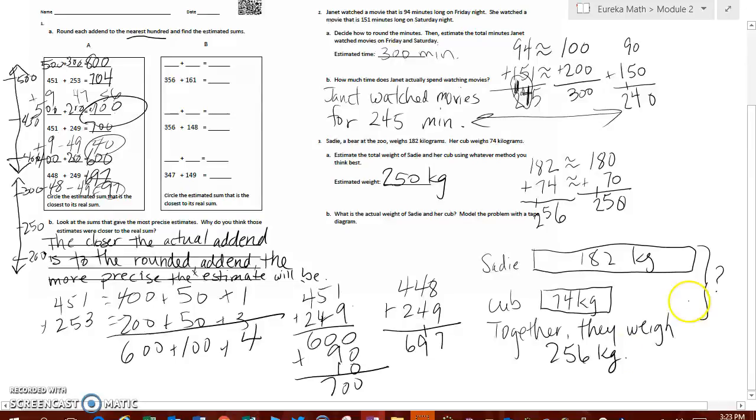So we're rounding each addend first, then adding the rounded numbers. They're very easy to add, a lot faster than adding the actuals. And then what we did on the first page was compare which estimates were closest to the actual. Here, on the second page, we're just kind of using word problems to round, add, and then compare to the actual. All right? So come see me if you have any questions. Bye.